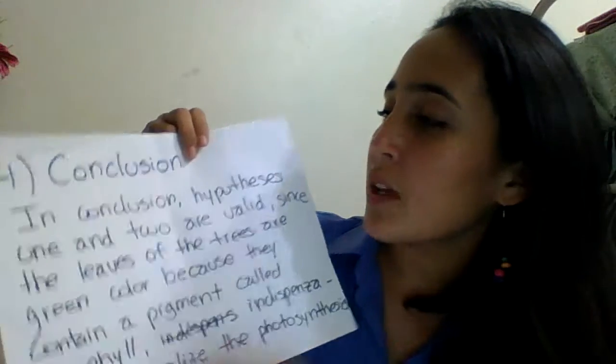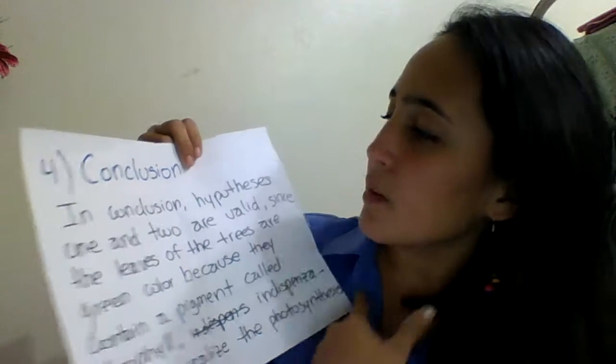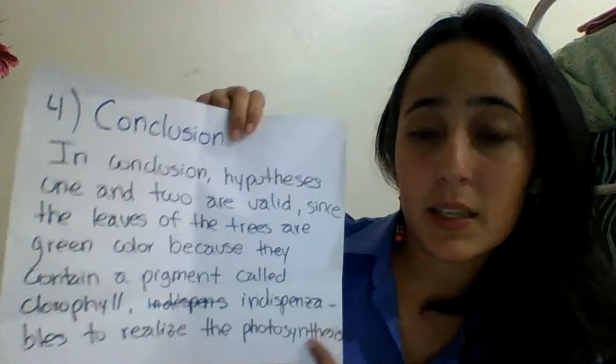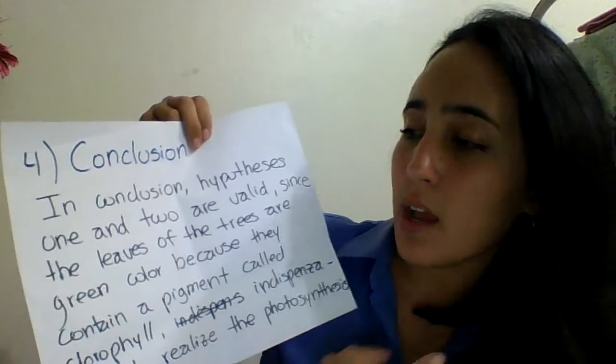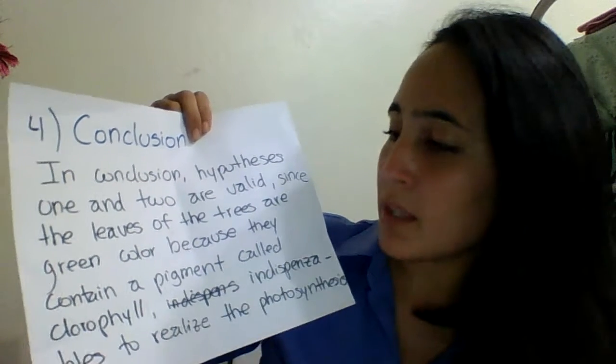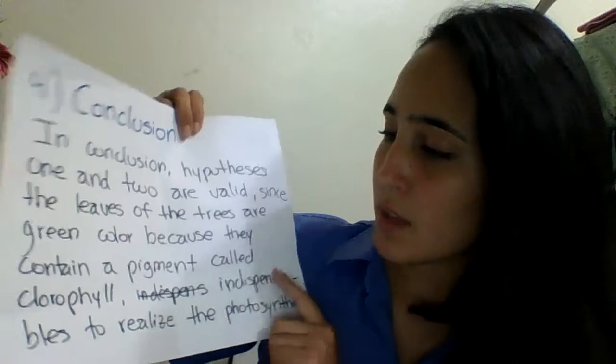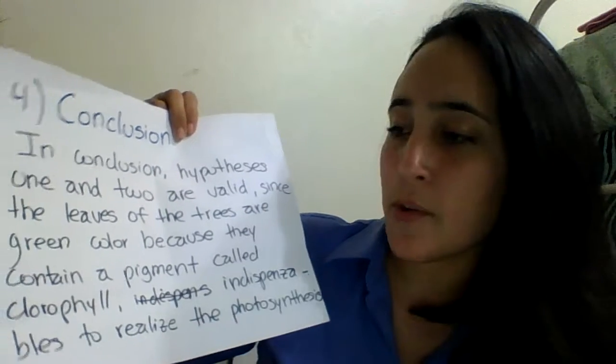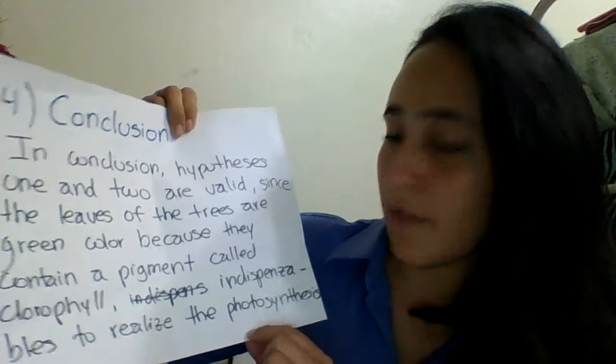For example, in conclusion, hypotheses 1 and 2 are valid, since the leaves of the tree are green because they contain a pigment called chlorophyll, indispensable to realize photosynthesis.